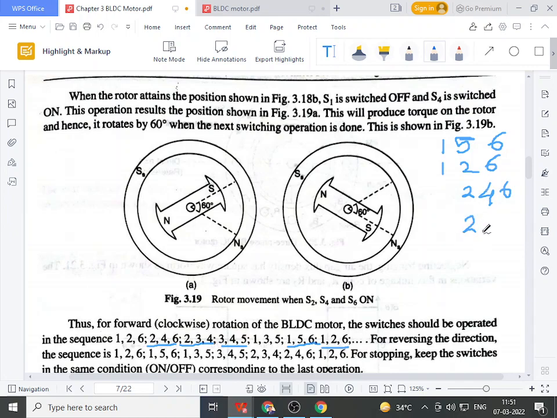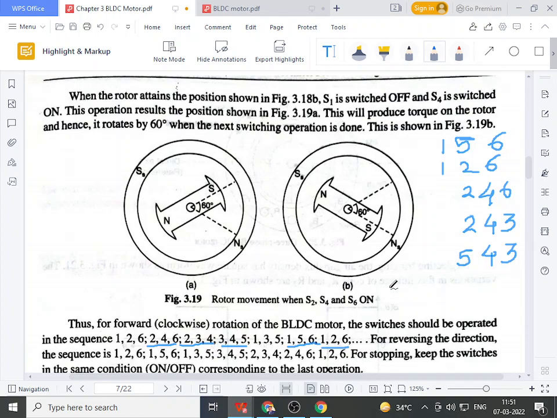Actually a switch remains under turning on condition three times. So 2 as it is, 4 as it is, 6 now three times, that is okay. After this we have to turn on 3. So 2, 2, 2, so we have to turn off that 2. Then 4 is under on condition, 3 is under on condition, so that is 3, 4 under on condition, next one is 5. So that is 3, 4, 5 and so on.